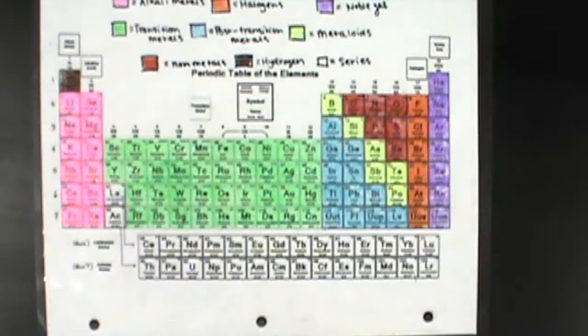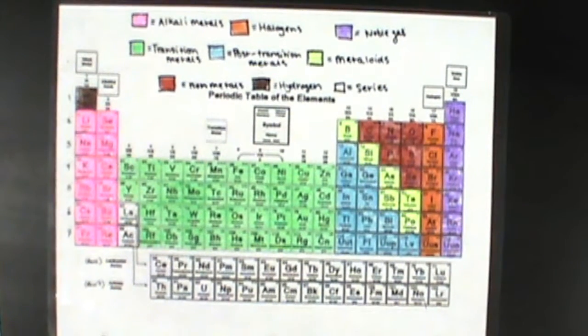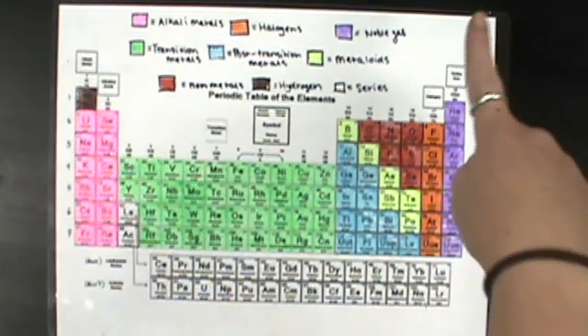Now moving on to the periodic table. The periodic table is an arrangement of chemical elements ordered by their atomic number, electron configuration, chemical properties, and their structure shows periodic trends. A period is a horizontal row, and a group is a vertical row.